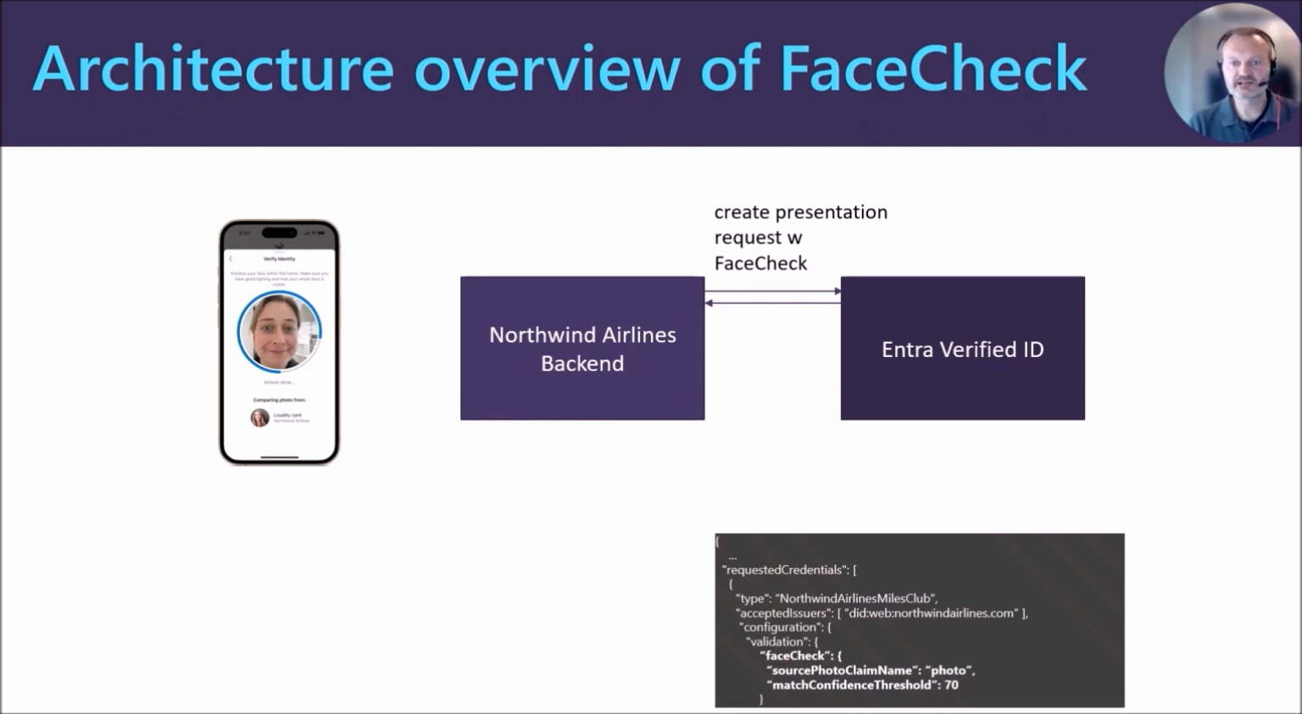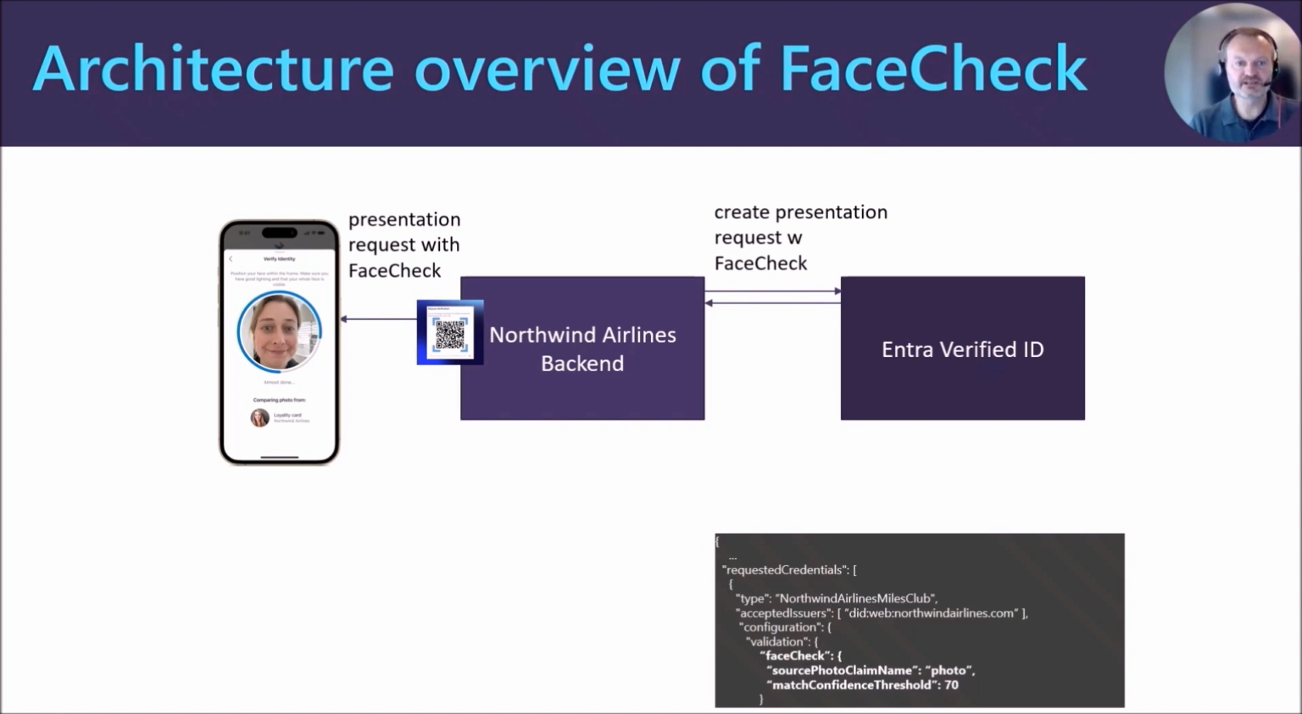In the JSON payload, you can see down below the added attributes. Northwin Airlines specifies that we're going to use the claim name photo to match with the liveness check, and we want a confidence threshold score of 70. That's when we evaluate. The result from Entra Verified ID back to the Northwin Airlines backend is that it can present a QR code with a request that the mobile app scans.